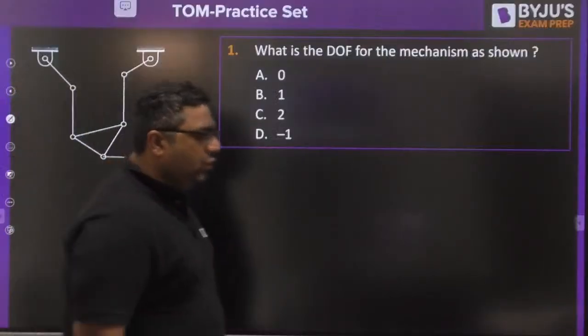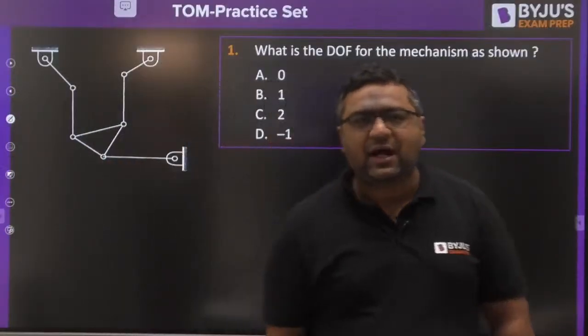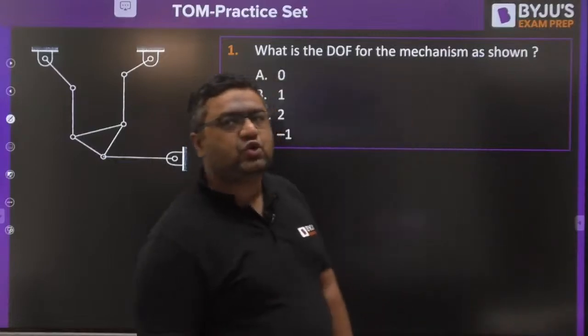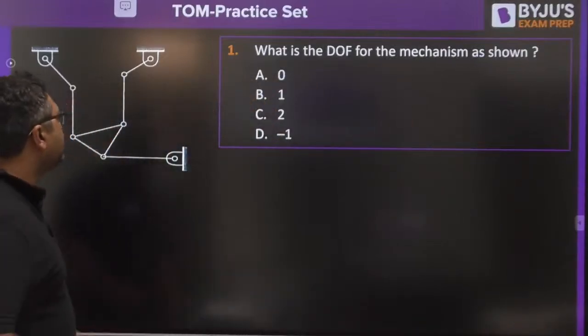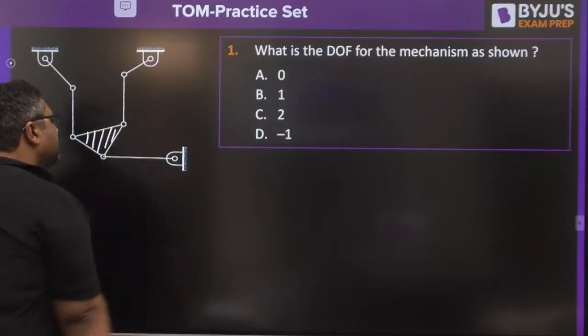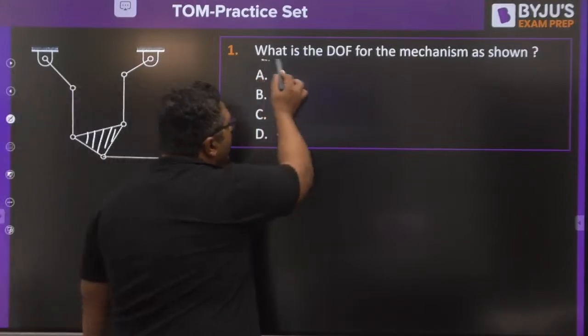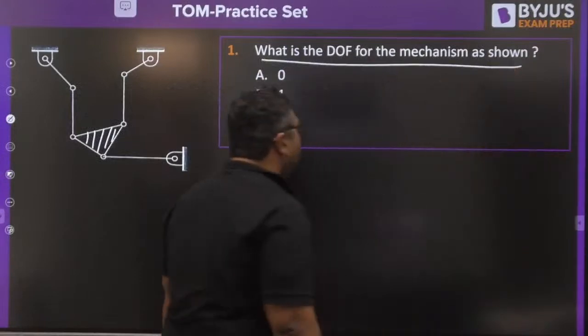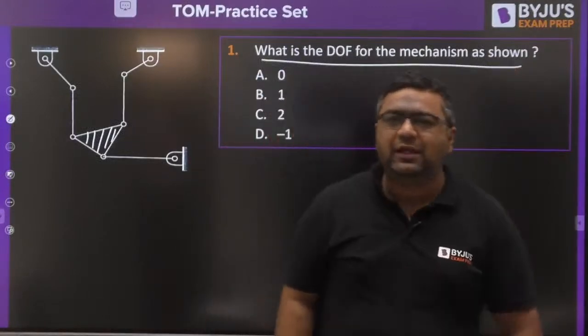So my dear, now without wasting your time, we are starting the session. This is the very first question in front of you. You need to find out the degrees of freedom, and this is hatched. So you need to find out the degree of freedom for this mechanism. Let us see how many of you give the right answer.